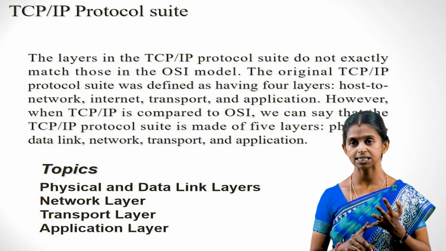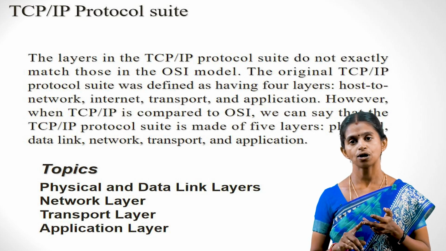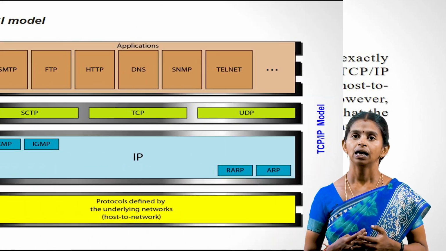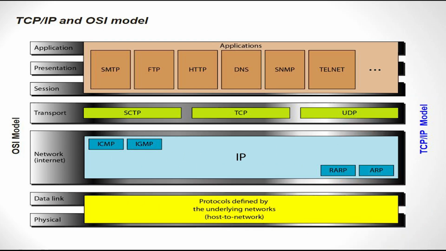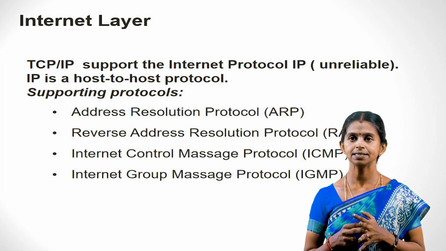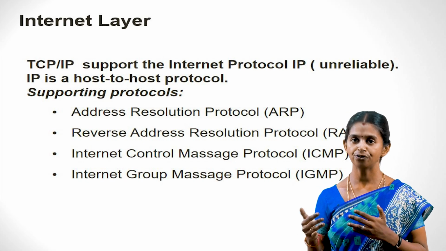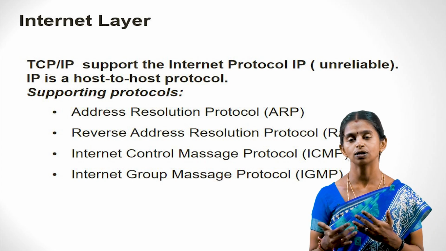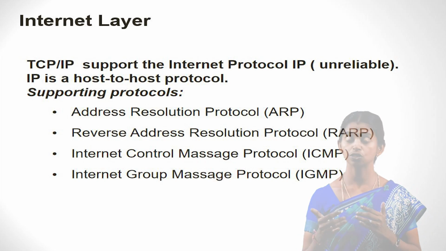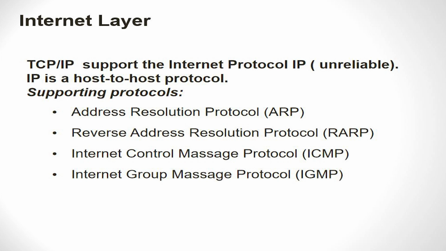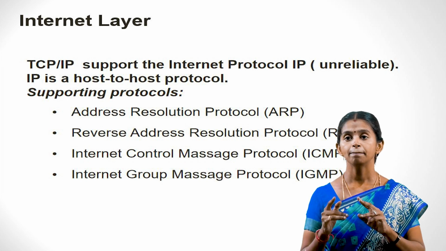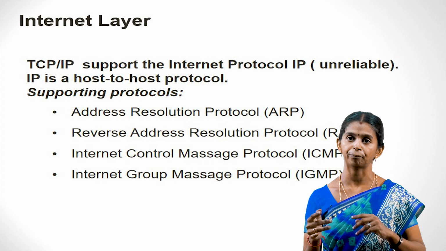Let's look at the topics of the physical and data link layers, network layer, transport layer and application layer. The OSI model and the TCP/IP model diagram is displayed here for reference. Internet layer. TCP/IP supports the Internet Protocol, IP, which is a host-to-host protocol. The supporting protocols are ARP, the Address Resolution Protocol; RARP, the Reverse Address Resolution Protocol; ICMP, the Internet Control Message Protocol; and IGMP, the Internet Group Message Protocol.